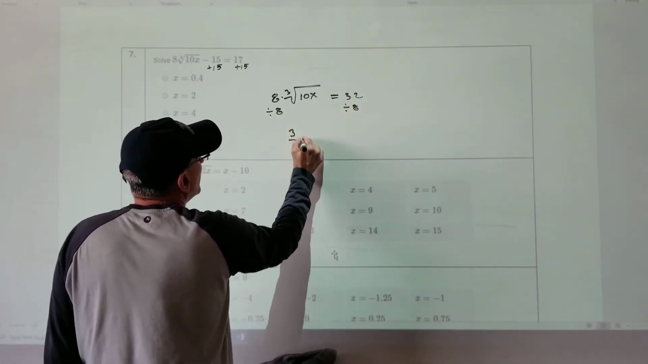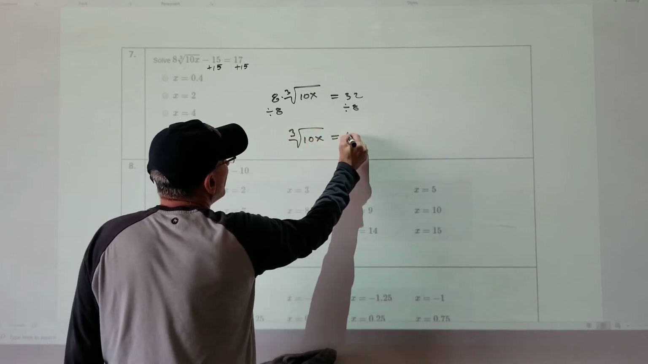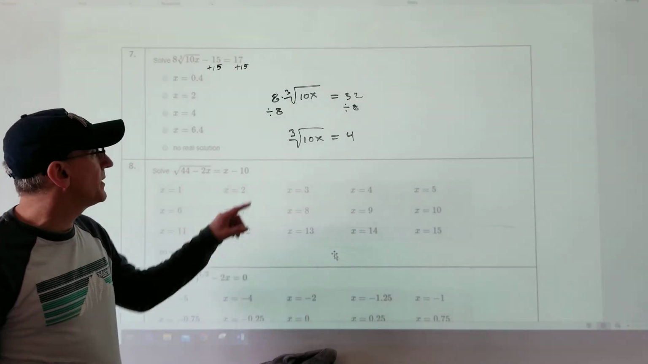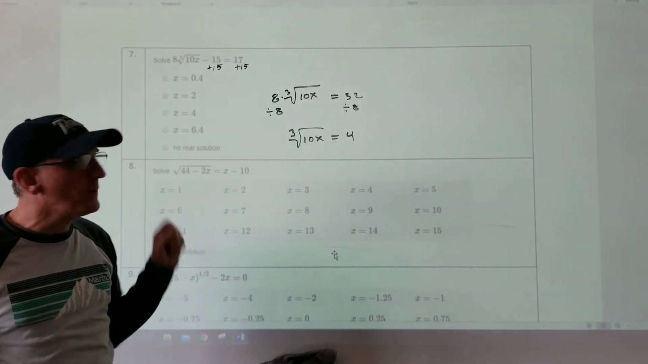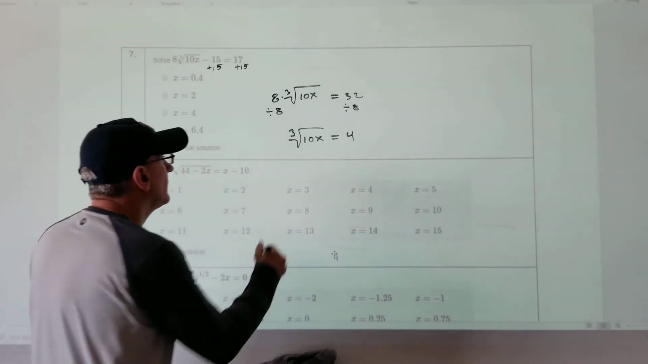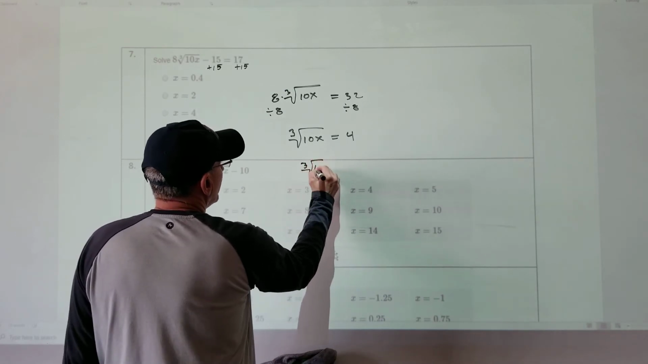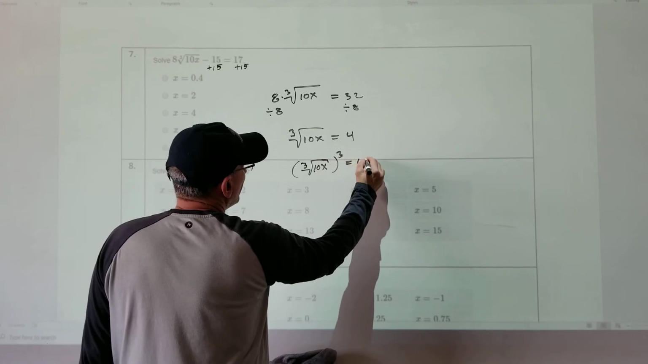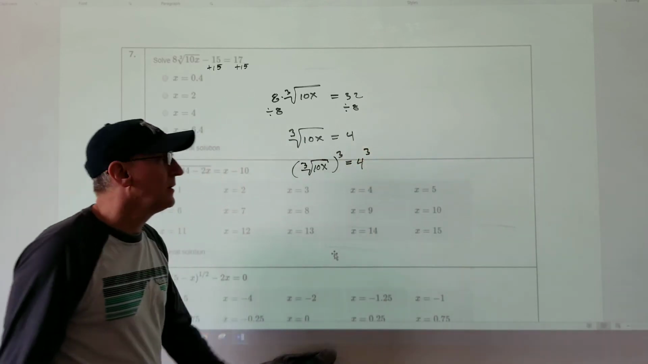Now I have the cube root of 10x equals 4. All right, now don't square both sides because the index of this root is a 3. What you want to do is cube both sides. So you have the cube root of 10x, cubed, equals 4 cubed.